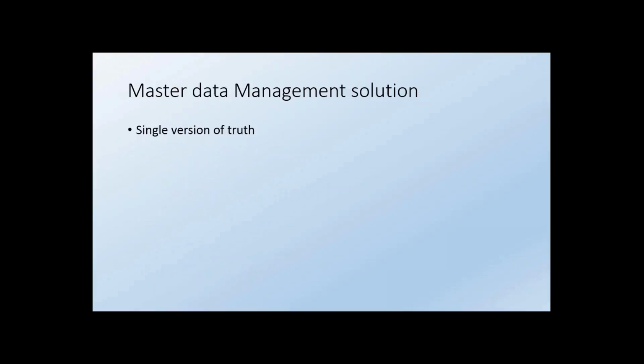Single version of truth. In a master data solution, we will have a single version of truth so that there won't be multiple situations for the same article. I just gave you one example of how user A can have 13 centimeter, and how user B can have 14 or 15 centimeter. With that example, we can relate to this.